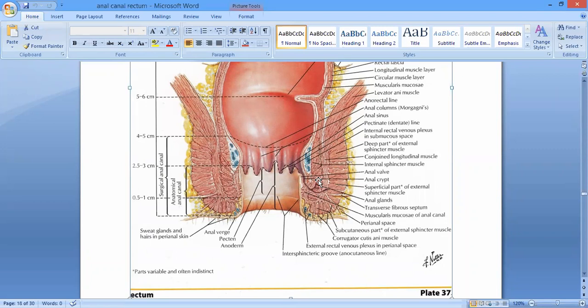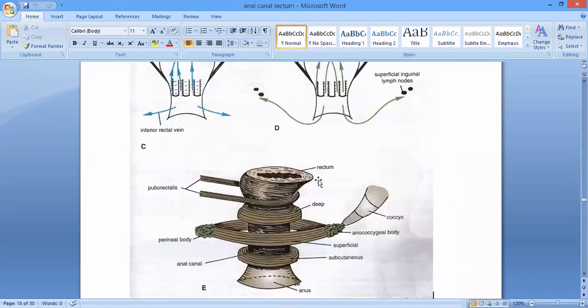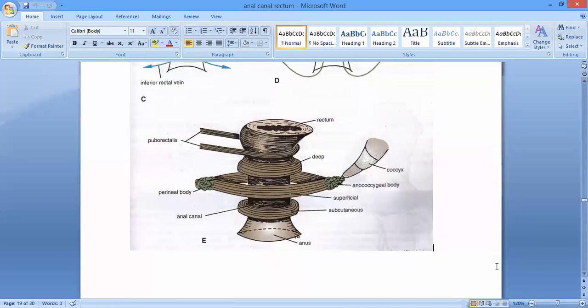Okay. There is one more important thing I just want to show you. This is a schematic presentation of the external anal sphincter. I told you that it has three parts. We are going to divide it into three parts. And what is its purpose? The external sphincter is under voluntary control, right? And it can keep the anal canal closed. Is it or not?